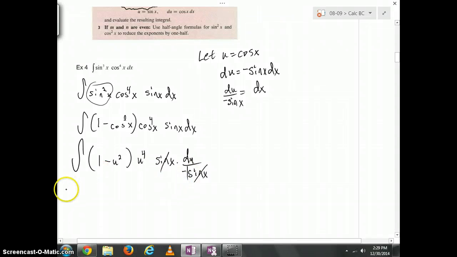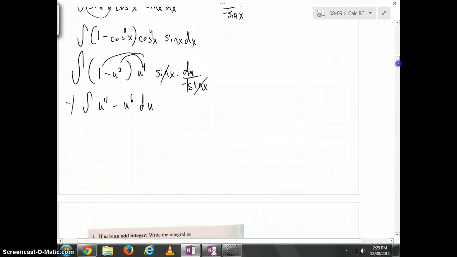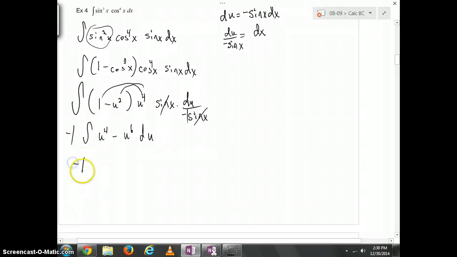You'll have a negative 1 out in front. You can factor that out. Simultaneously, you could distribute u to the fourth to both of these terms here. You'd have u to the fourth minus u to the sixth du. And you can see we're so incredibly close to being able to wrap this up. Antiderivative of u to the fourth is u to the fifth over 5. Antiderivative of u to the sixth is u to the seventh over 7. Plus a C.